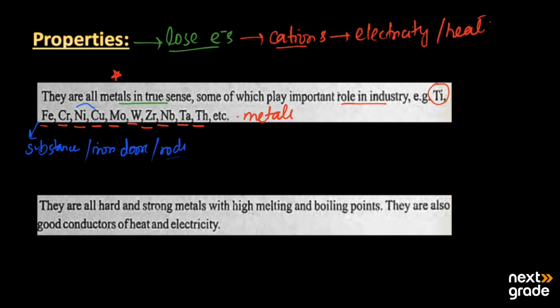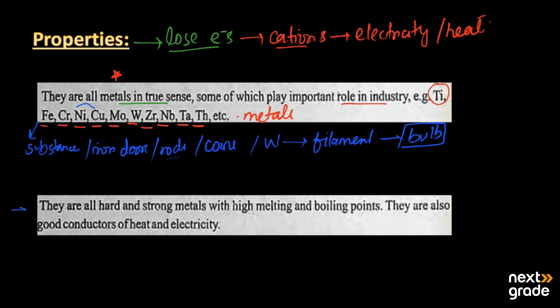Like here we have nickel and copper. These are known as the coinage metals, and different types of coins are made from them. We have tungsten, which is denoted as W. It is the filament that is used in the bulb, and it starts to glow when we provide energy to it.